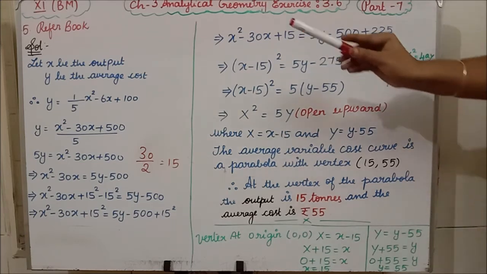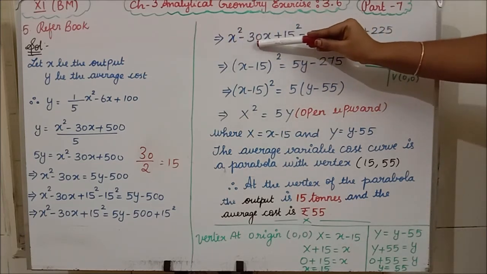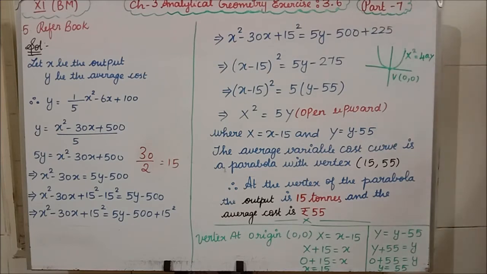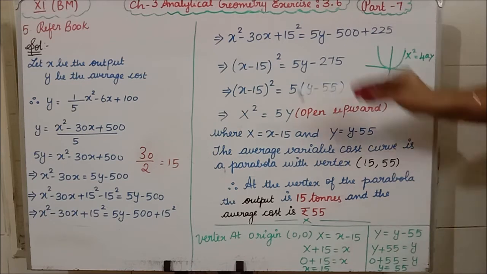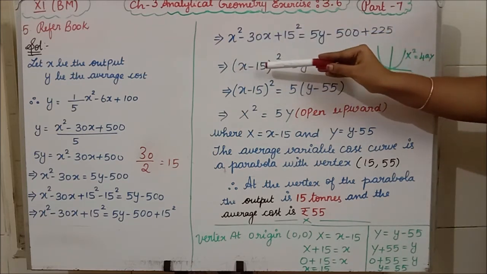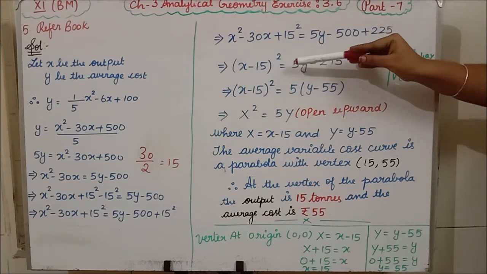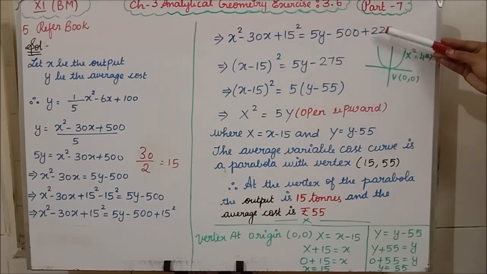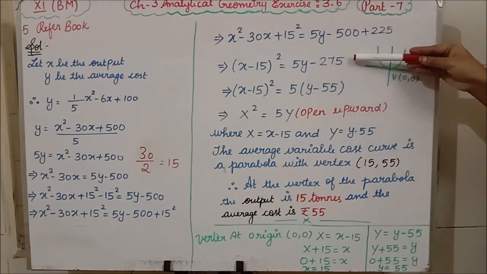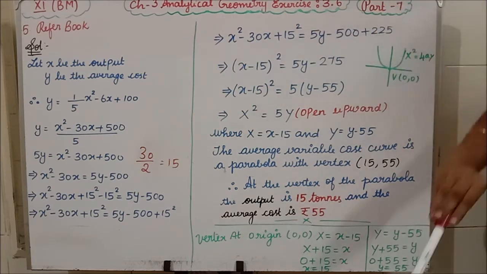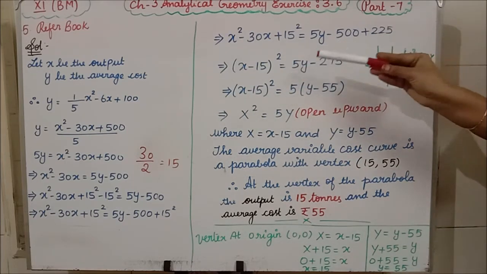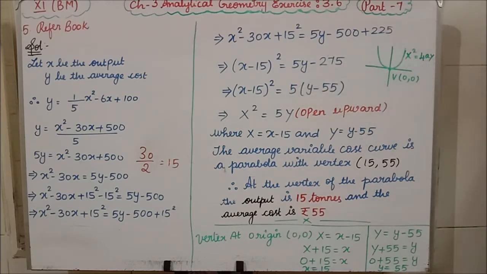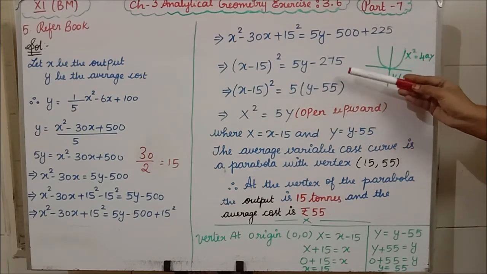Now you see, this is like a square minus 2ab plus b square. So how can we write that now? We can write it as a minus b the whole square, isn't it? So x minus 15 whole square is equal to 5y, and minus 500 plus 225 gives minus 275. The next step, x minus 15 whole square is equal to, in both terms 5 is common, so I am taking the 5 out: 5 times y minus 55.